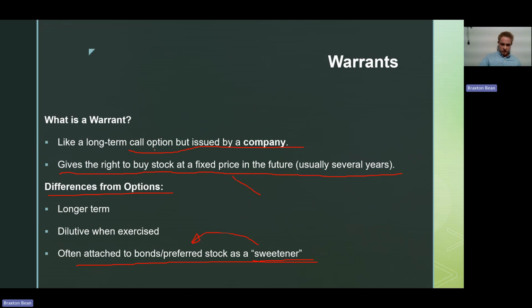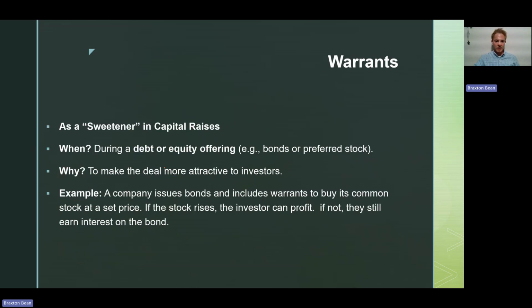So you would like this. We would all like this. Everyone wants the right to buy a stock in the future for a set price, and if it's above that, you can trigger it. And the company wants to sell their stock. Wants someone to buy their debt. A company will attach a sweetener, a warrant, to lower their price of debt.